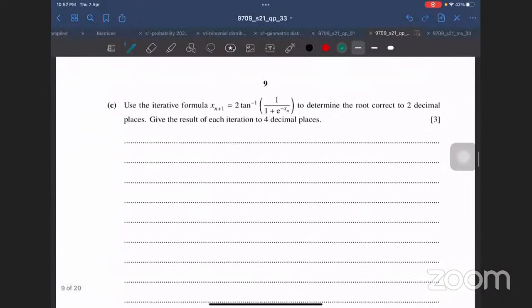Okay. Then it says use an iterative formula on this to determine the root correct to two decimal places. So I'm going to start off with x1 equals to 1.25, the midpoint of the interval that I just proved. I'm going to use my calculator to do these iterations.